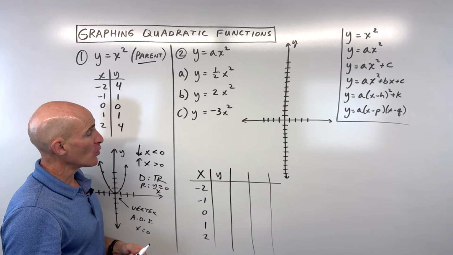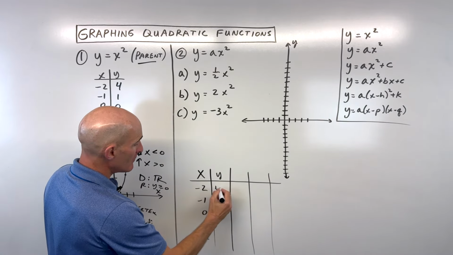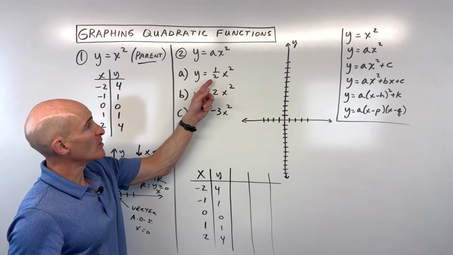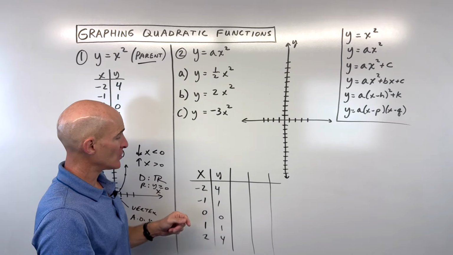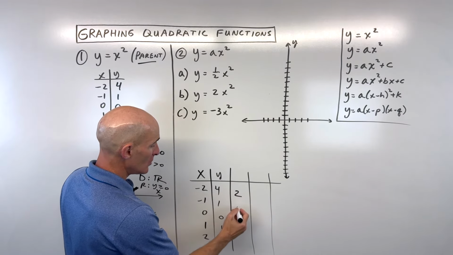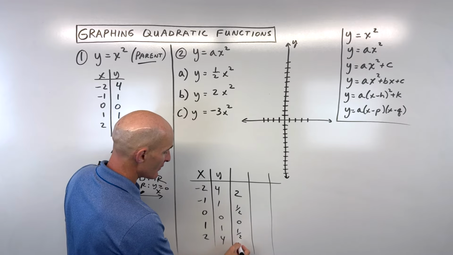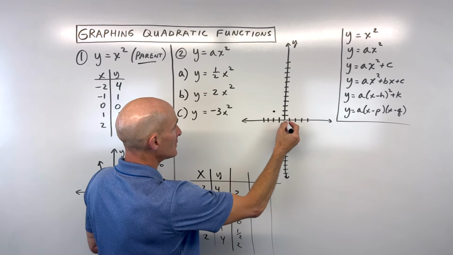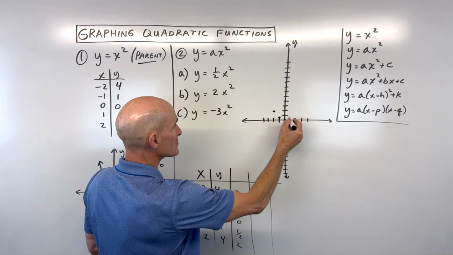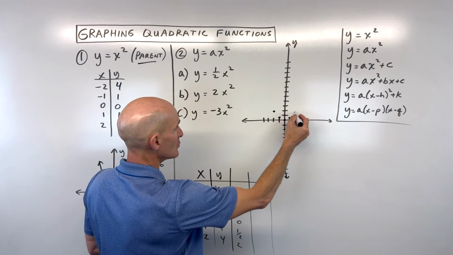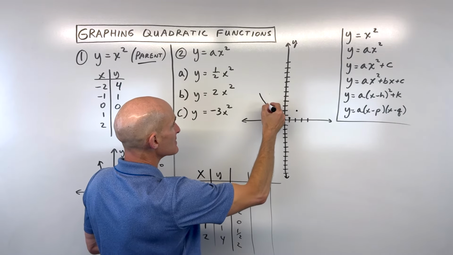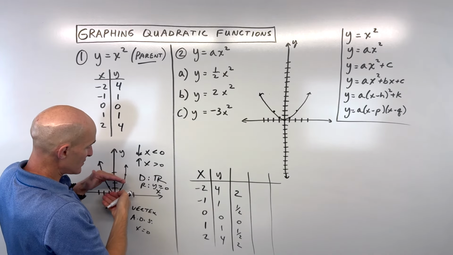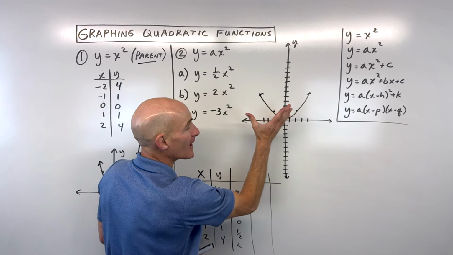So what you can do is start working with the same table that we used in the first problem, but we're going to be multiplying everything by 1/2. So the y values times 1/2 would give us 2, 1/2, 0, 1/2, and 2. Let's plot these points now on our graph. So -2, up 2, -1, up 1/2, 0, 0, 1/2, and 2 is at 2. So you can see it's what we call a vertical shrink. It's like you're squeezing this towards the x-axis, which makes the graph wider.